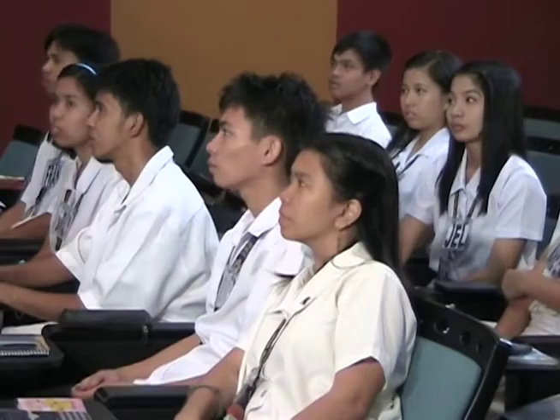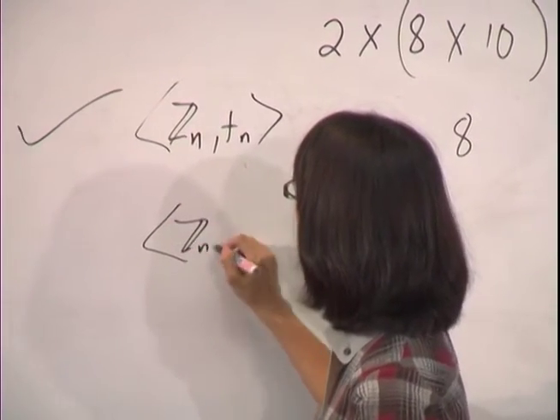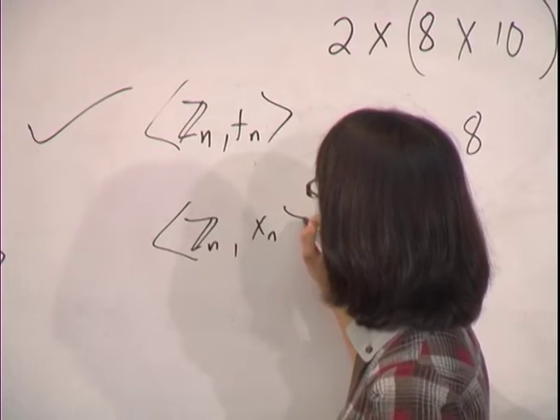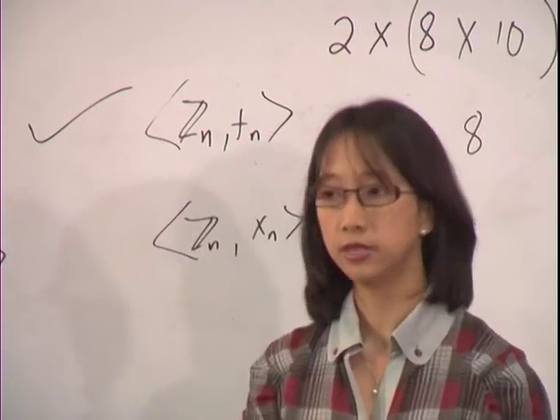So, is this a group? No. It may be commutative, but it's not a group. Okay. So, actually, if we generalize that, Zn with addition modulo n is a group. But Zn under multiplication modulo n does not form a group. Okay?